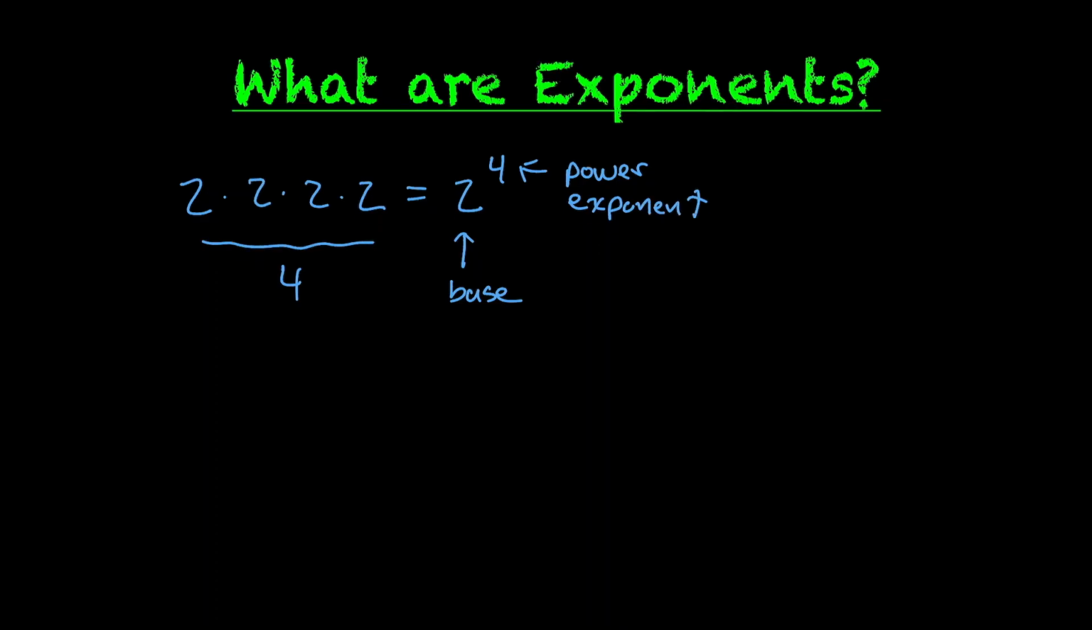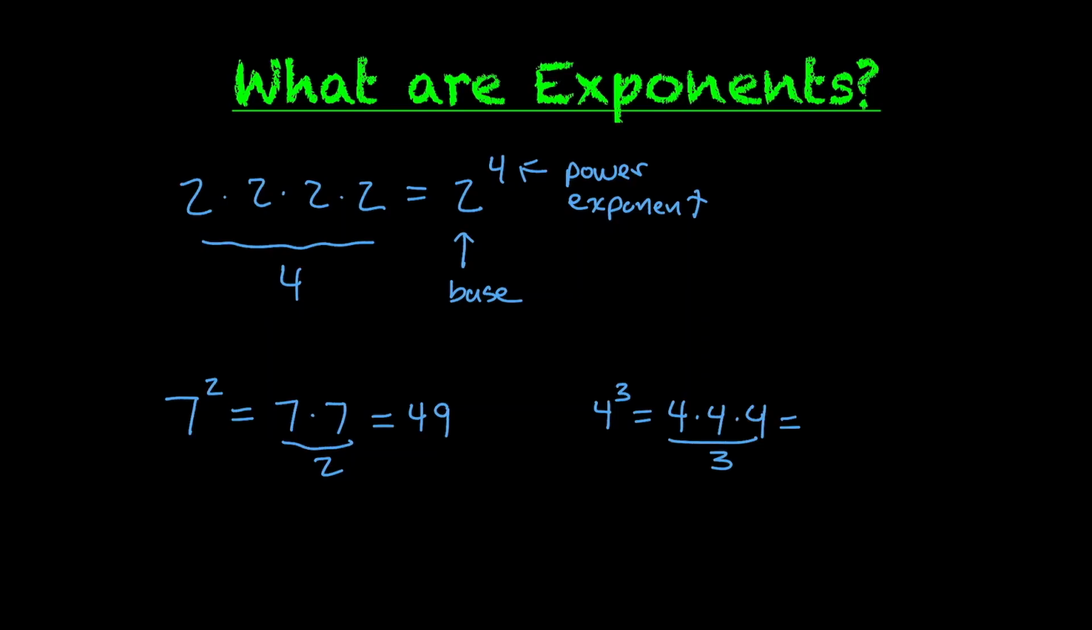So in this way, if we had 7 to the second power, it would be 7 times 7. So again, 2 copies of 7, and 7 times 7 is 49. Whereas if we had 4 to the third, this would be 4 times 4 times 4, or 3 copies of 4. And 4 times 4 times 4 is 64.